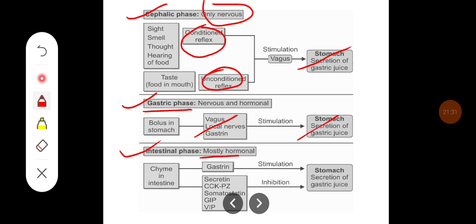Whereas the intestinal phase can act by both the neural mechanism as well as the hormonal mechanism. The intestinal phase is mostly hormonal when the chyme enters the upper part of the intestine. So there will be release of various gastrointestinal hormones like secretin, CCK-PZ, somatostatin, GIP and VIP. They are going to lead to the inhibition of gastric juice in the later part, and this is called the enterogastric reflex. Whereas in the initial part, the 10% of the gastric juice is caused by the production of gastrin.